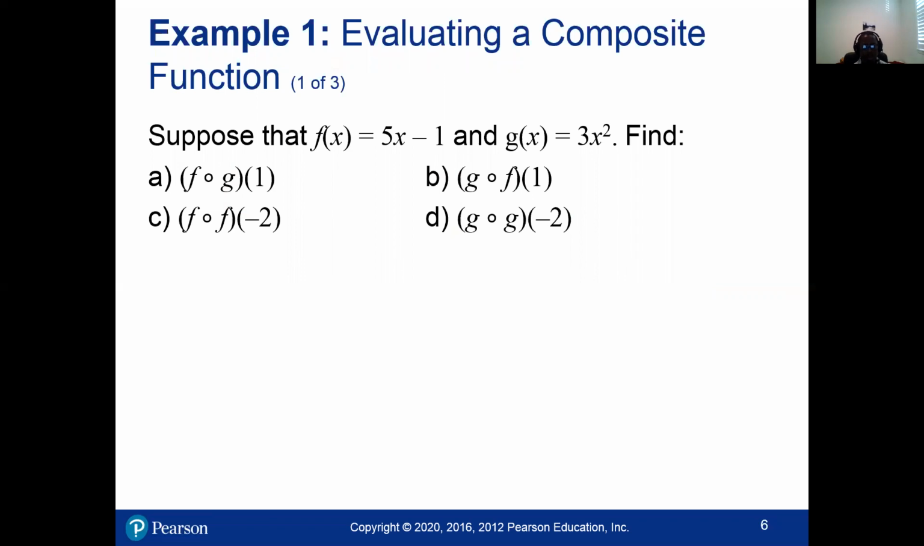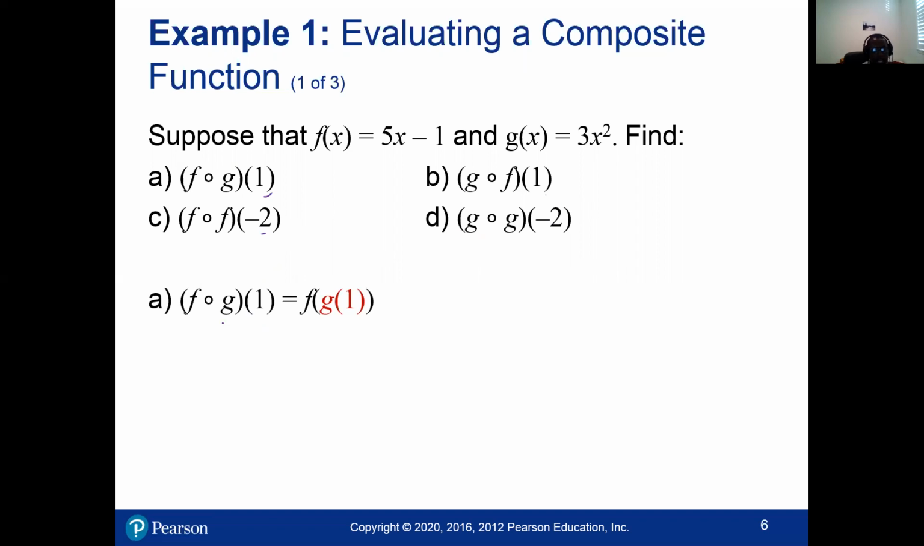Now, let's take some examples, evaluating a composite function. Suppose that f of x is 5x minus 1 and g of x is 3x squared. We want to find a, f of g of 1, and then b, f of f, that is the function composed with itself, at negative 2, and then g composed with itself at negative 2. Okay, so we want to start with the first one.